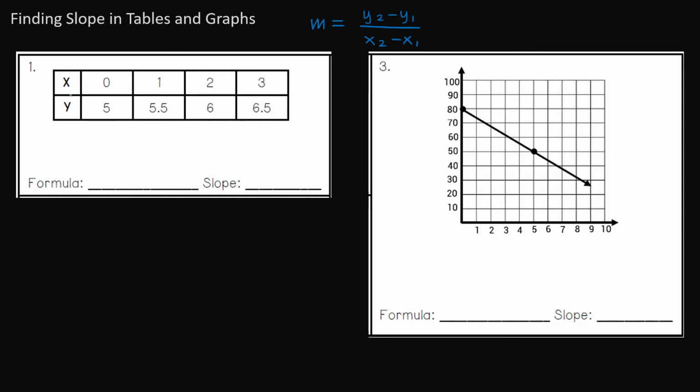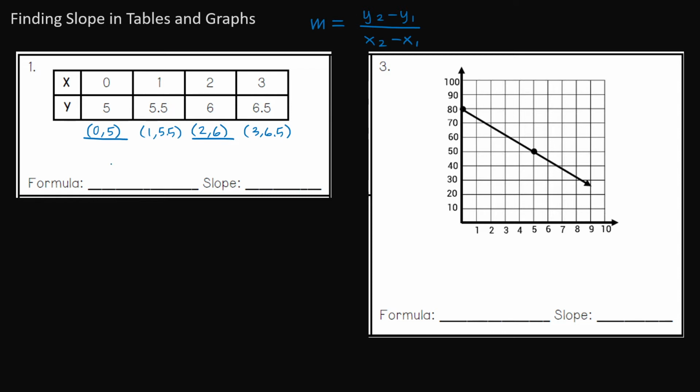So in problem 1, when we're given a table of values, I've got x values on top, y values on bottom. All of these are just coordinates. 0, 5 is a coordinate. 1, 5.5 is a coordinate, and so on. Remember, we list x values, then y values when we write coordinates. So all I have to do is choose two of these four coordinates to find slope. I'm going to take the easy way out here. I'm going to use 0, 5 and 2, 6.